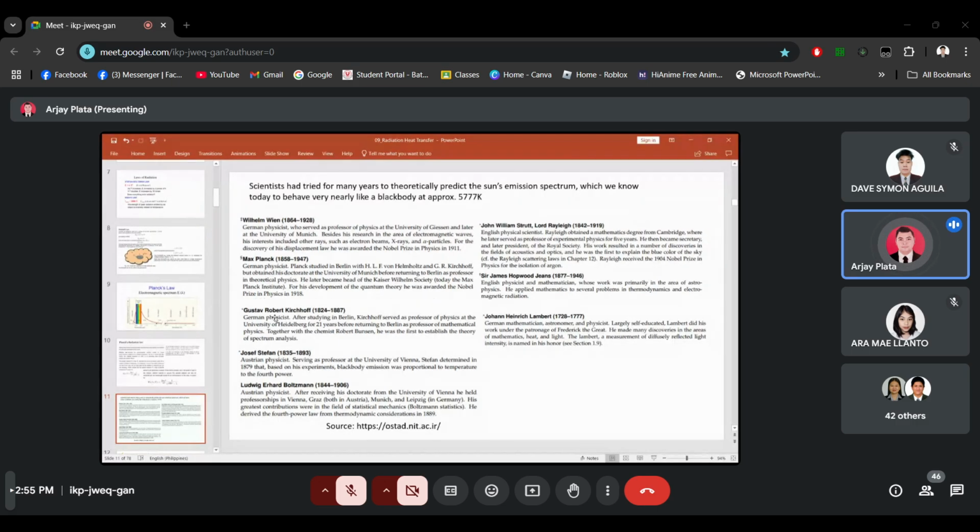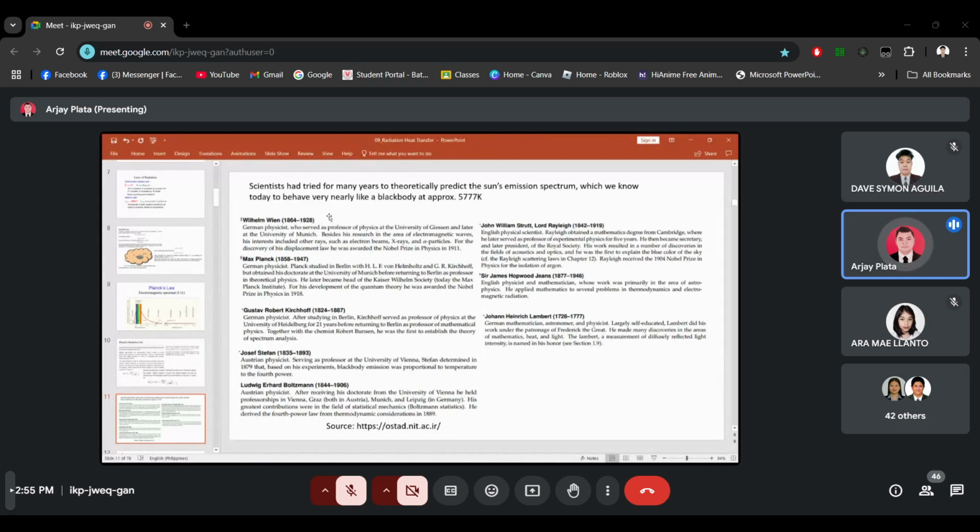Next, we have Gustav Robert Kirchhoff. Joseph Stefan, and then Ludwig Boltzmann. I think the Stefan-Boltzmann law came from these two Austrian physicists. Next, we have John William Strutt, Lord Rayleigh. They are English physicists, as well as James Hopwood Jeans. Johann Lambert is a German mathematician. I will not elaborate further on their achievements, but you can see it in this module.